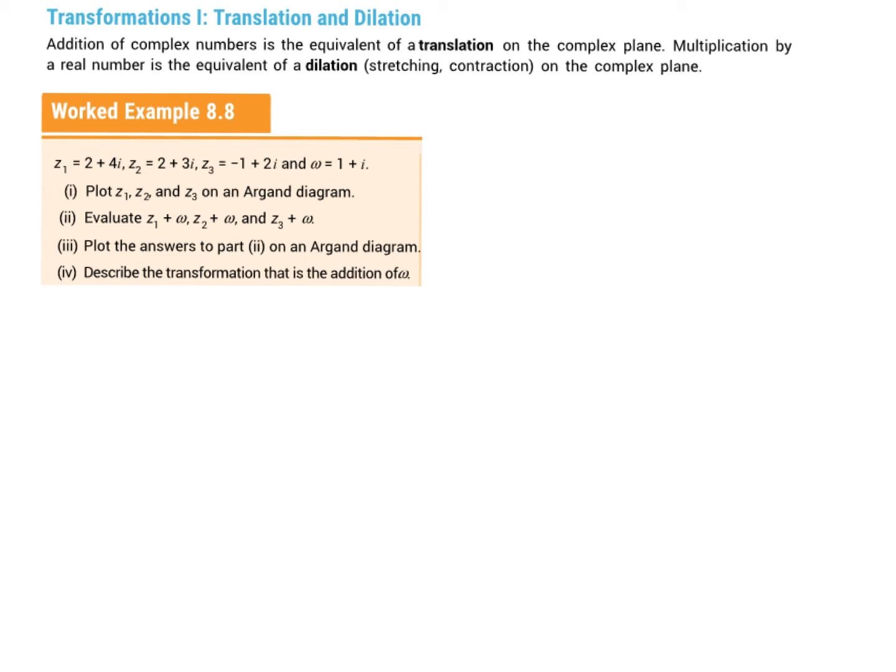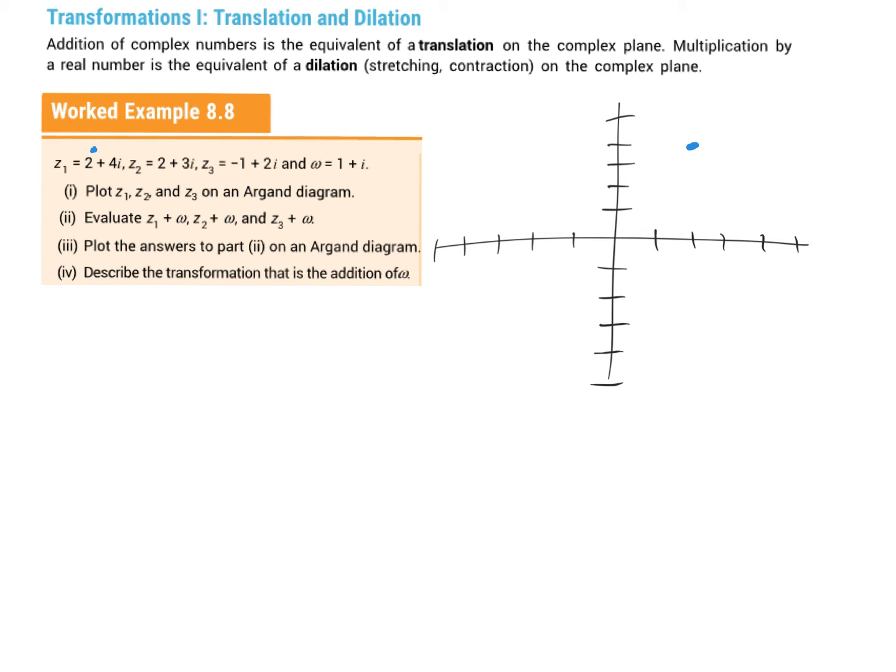So what we have here, it says plot z1, z2, z3 on an Argand diagram. Okay, let's have a look here. So we're going to have 1, 2, 3, 4, 5 on each axis, and hopefully that'll be enough. So we've got z1, which is 2 plus 4i, so 2 in the real part, plus 4, 1, 2, 3, 4, so that's up there. I'm going to do that one in blue. So 2 plus 4i is here. Okay, that's that one, just so you can see it's blue.